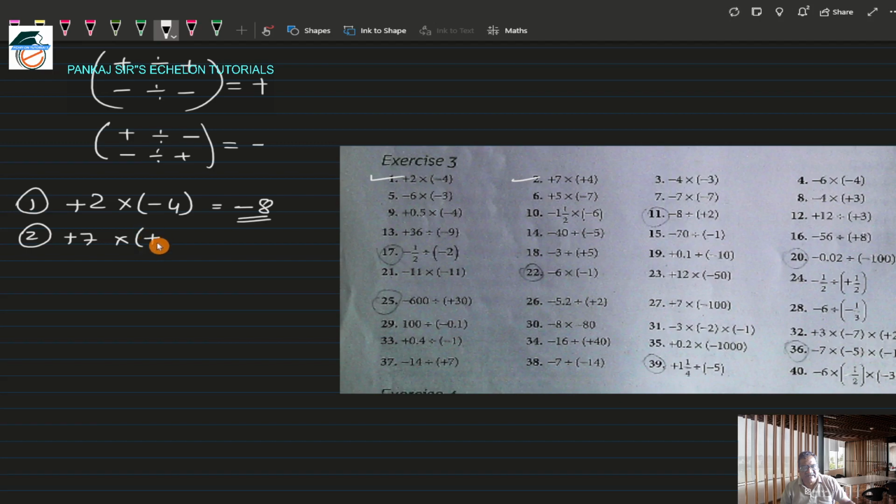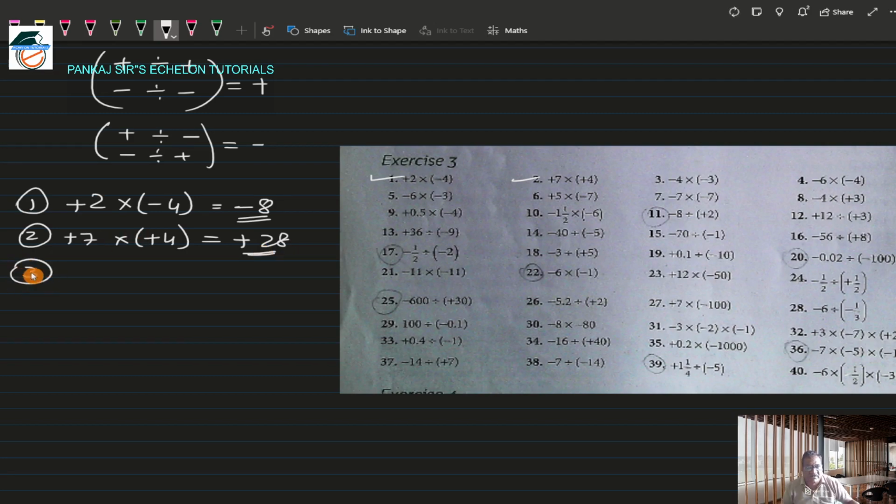Second one, plus 7 multiplied by plus 4. Here the two directed numbers have the signs plus and plus, so plus into plus is plus, and 4 into 7 is 28. The answer is plus 28. So this is how it works.